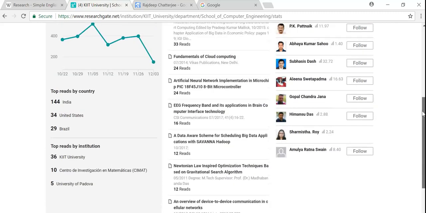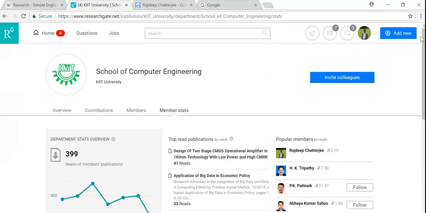So you can join ResearchGate. I will advise each and every undergraduate and postgraduate student to register in ResearchGate, and to link, contact, or interact with other researchers, particularly those who have a similar subject interest or research interest.